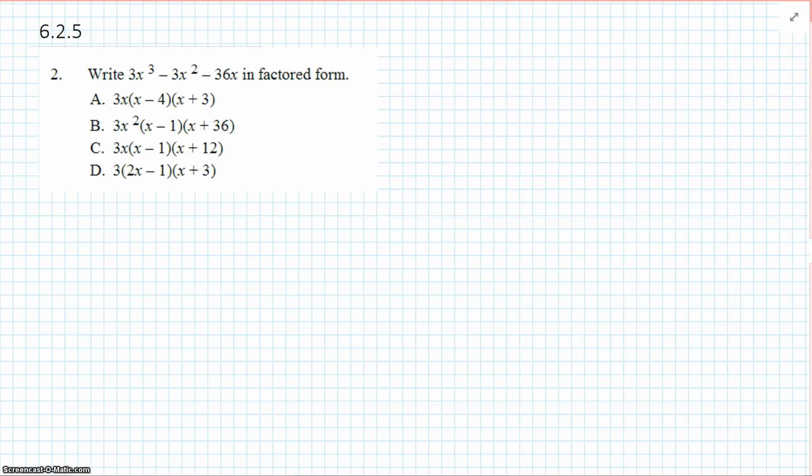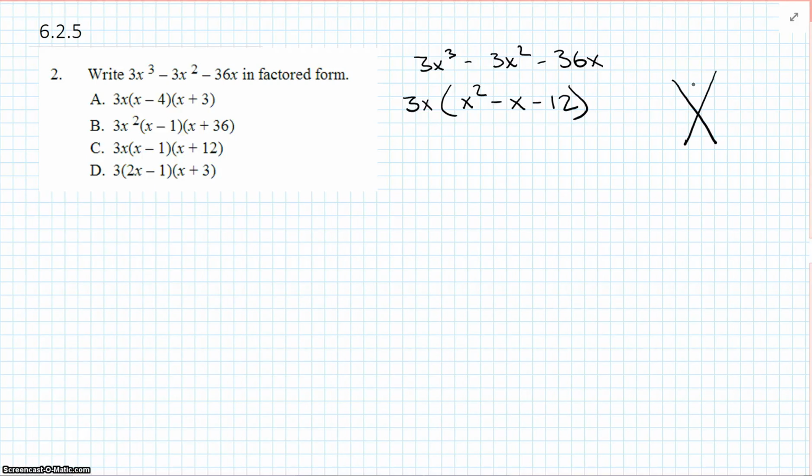Okay, write the next example. 3x cubed minus 3x squared minus 36x. Okay, each term has a 3 and an x in it. So I can rewrite this as x squared minus x minus 12. So we can do our x factor.